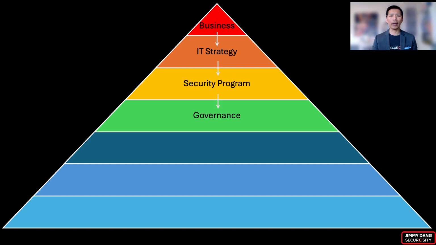The next layer down is governance. Effective governance is the backbone of the pyramid, ensuring that all activities are aligned with the organization's objectives and also that they are conducted in a controlled manner. The governance framework provides the necessary structure and oversight to manage the IT strategy and the security program. This includes establishing the roles and responsibilities, decision-making processes, as well as performance monitoring.